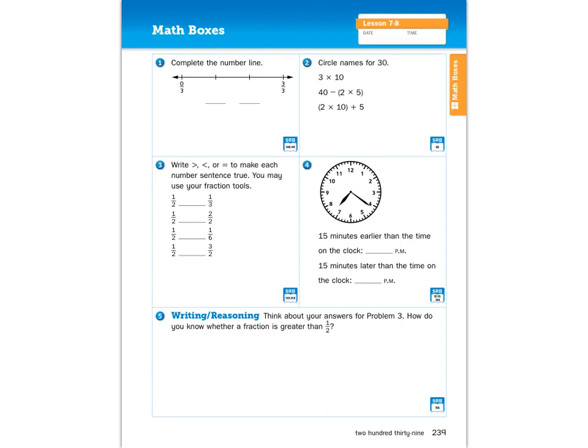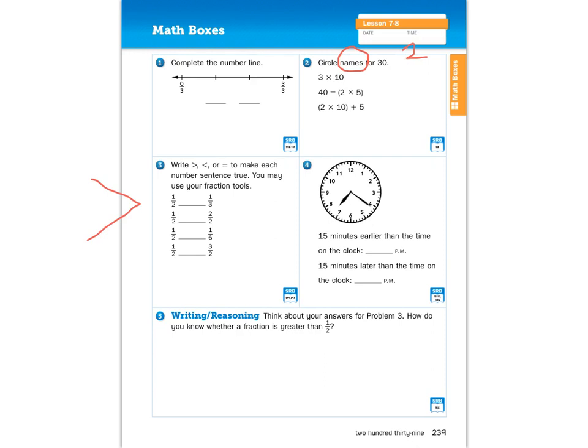All right, math boxes today are page 239. And for number 1, I'm not super worried. You guys have practiced that a lot. Number 2, circle names for 30. So that's a heads up that there's probably going to be 2. And then number 3, you're writing comparison symbols in there to make each number sentence true. Remember, if the big part of the mouth is open towards a fraction, it means that it's the greater fraction.